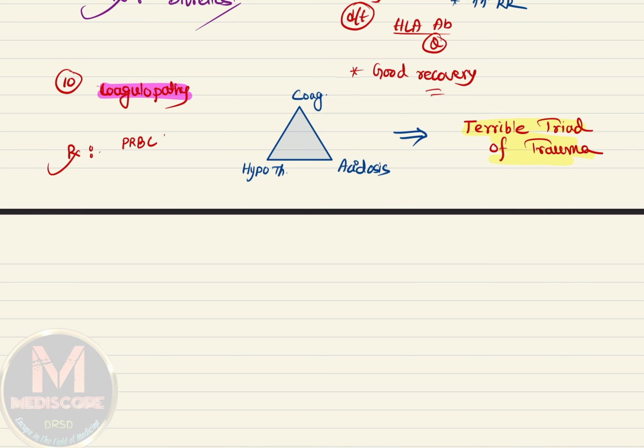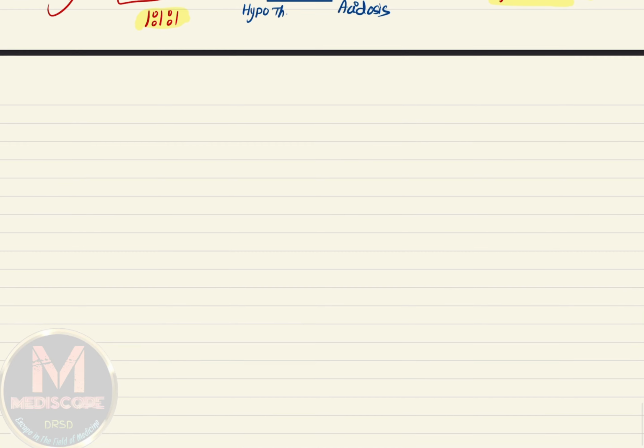To prevent that coagulopathy, as we are just giving PRBCs, the patient is lacking coagulation factors and platelets, so we have to give FFP and RDP with PRBC in a 1:1:1 ratio. Understood?